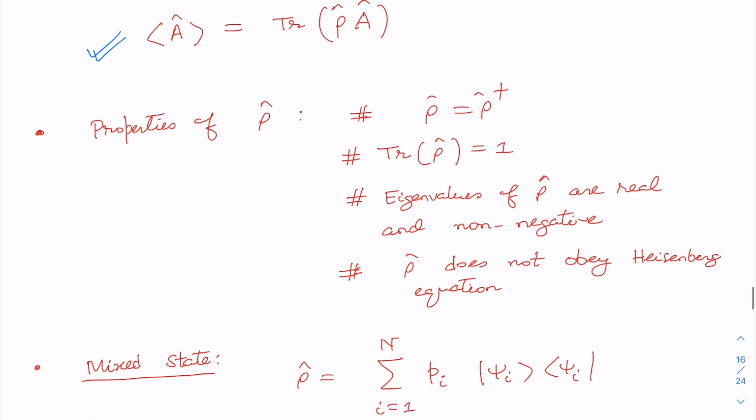And we also learned about the properties of the density operator. For example, the density operator is Hermitian, the trace of rho is equal to 1, and the eigenvalues of rho are real and non-negative. But rho does not obey the Heisenberg equation, and this is basically due to the fact that though rho is Hermitian, it does not correspond to any physically measurable quantity.